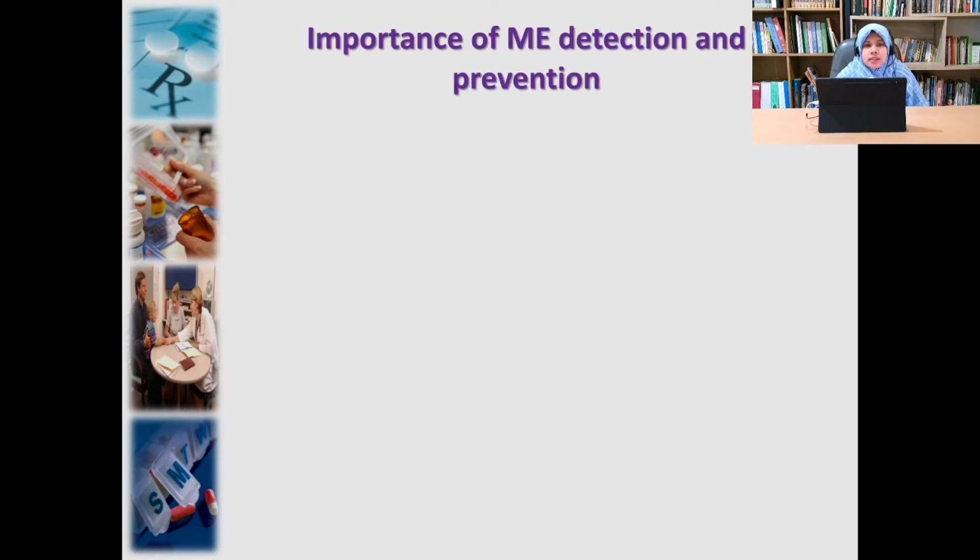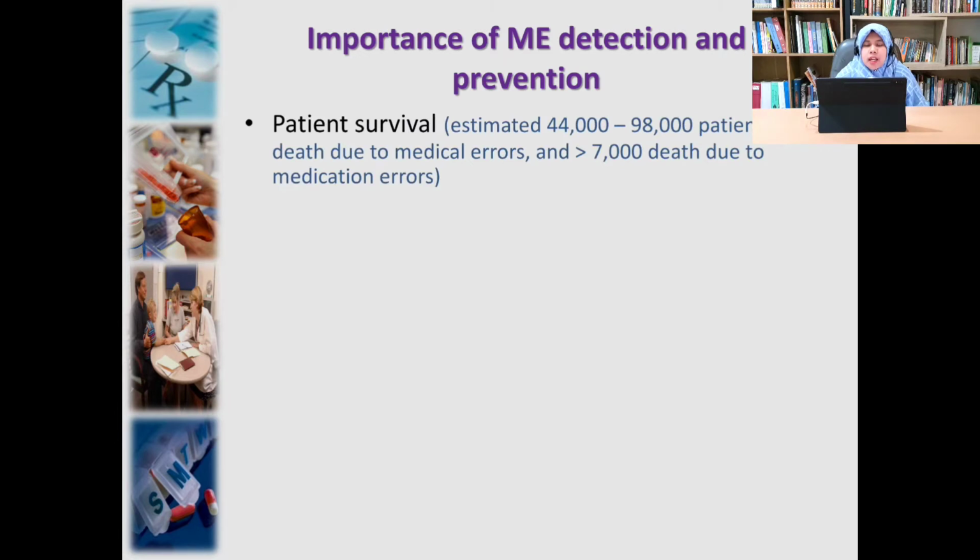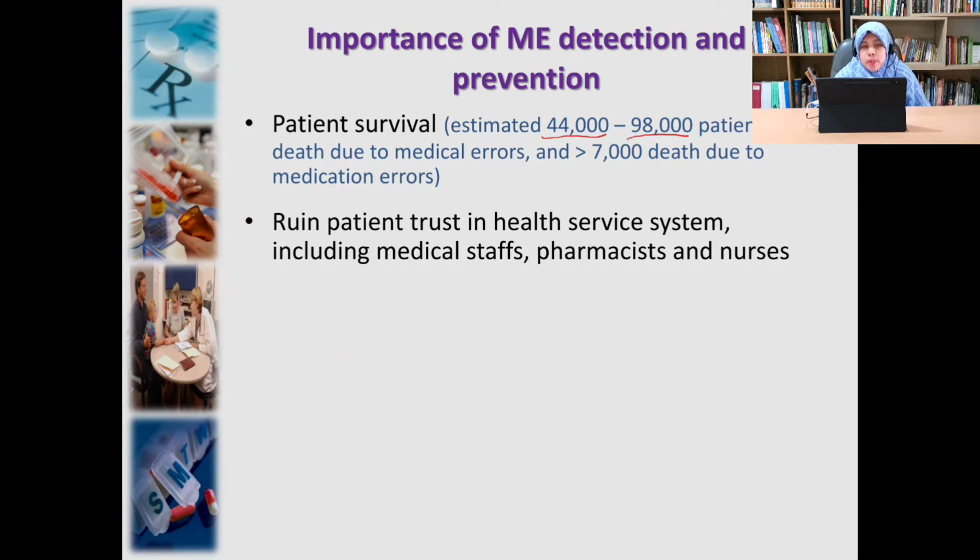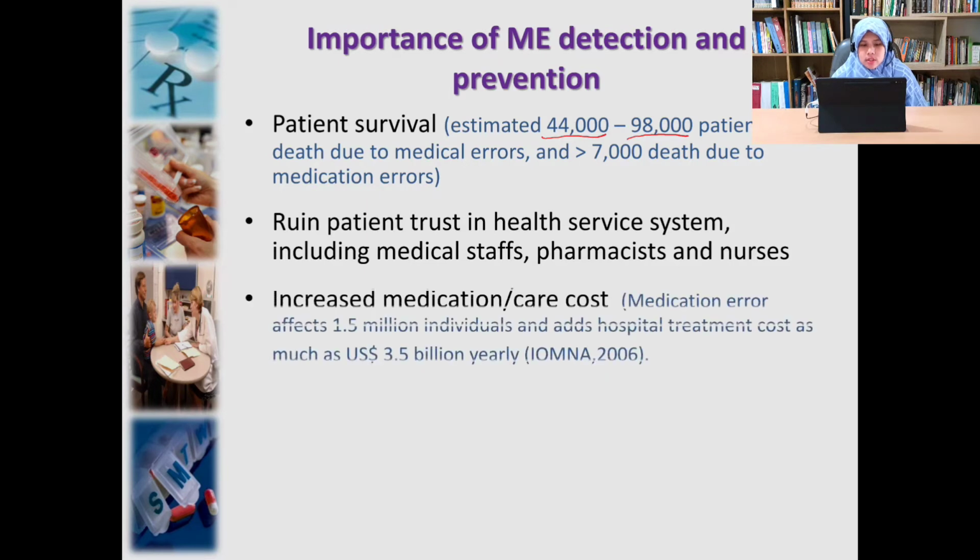So this slide will explain the importance of medication error detection and prevention. The first one is patient survival. There is a lot of patient harm and death due to medication error, estimated at about 44,000 to 98,000 patient deaths, and more than 2,000 patients die due to medication errors. Because of this, patient trust in the health service system will be ruined, including trust in medical staff, pharmacists, and nurses.